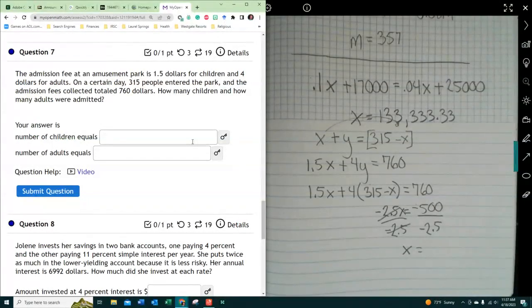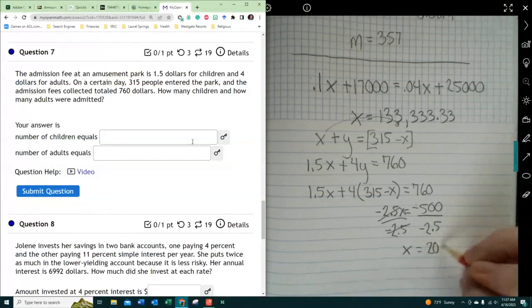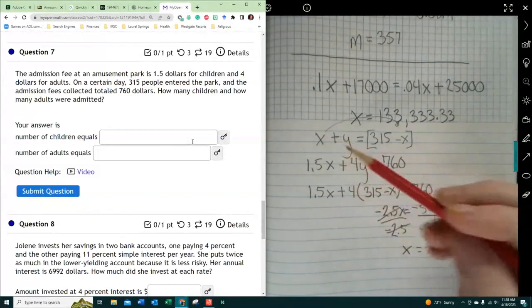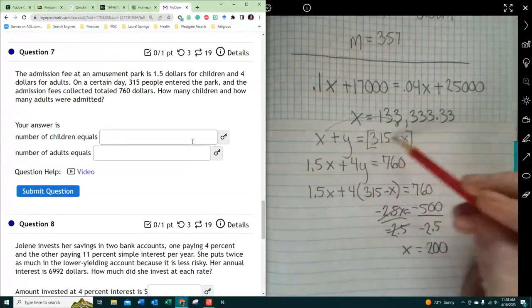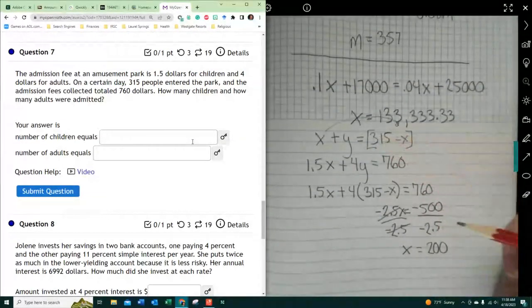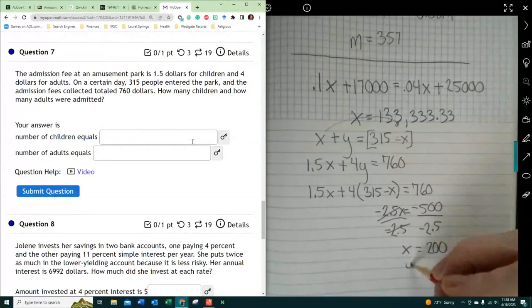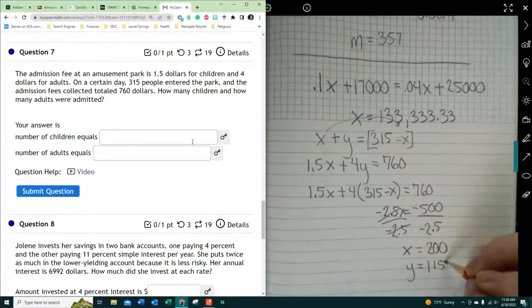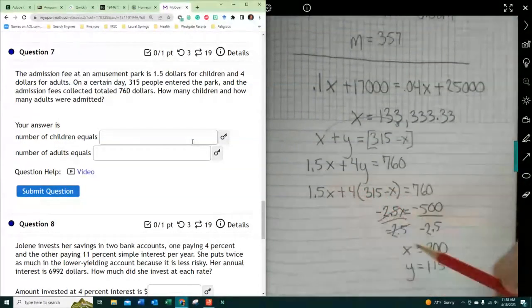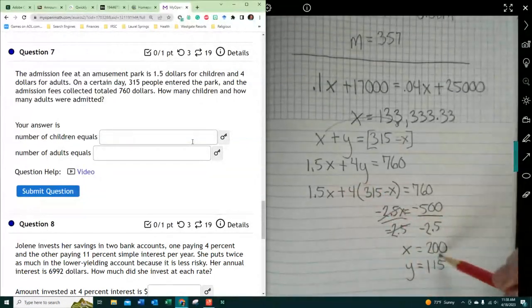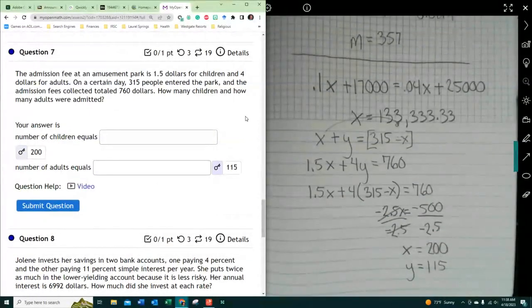So we have x equals 200. Once I find x equals 200, we come back into the equation up here and subtract 200 from 315 and get 115. Looking at this, I know that x is associated with children. So there's 200 children and 115 adults. All right. That's how we go about solving that problem.